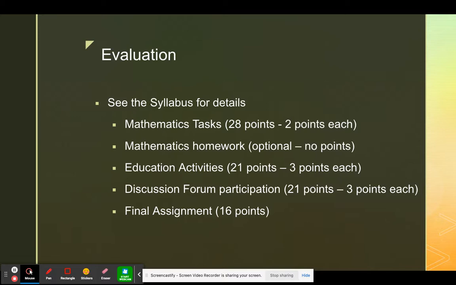We'll also be having, for most weeks, some sort of education activity or assignment. And there will be 7 of those worth 3 points apiece for a total of 21 points. In addition, discussion board forum participation will be 3 points for every discussion board, so we'll have 7 of those. You will notice this introduction week's discussion board is totally optional, although I would encourage you to go ahead and start participating in that discussion forum to kind of get a feel for how to participate in those ways. And the final assignment will be worth 16 points, and I will release details about that later in the course.